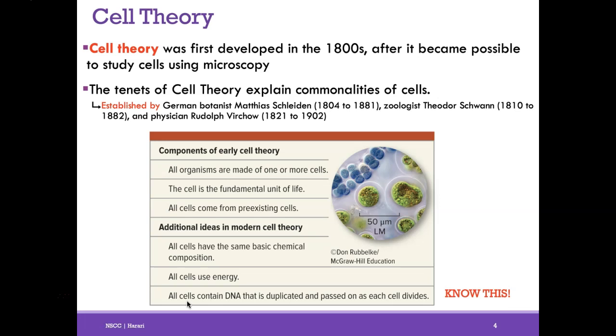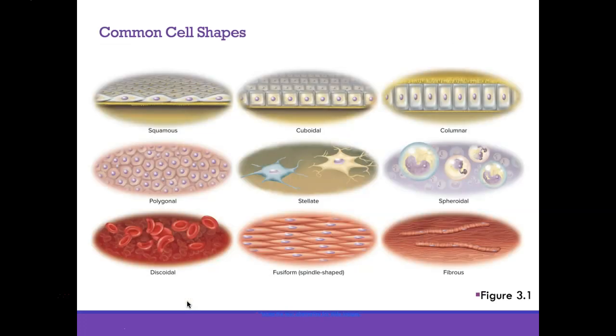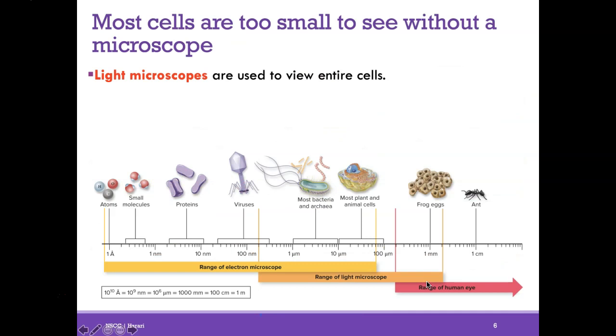That's cell theory. We now know a little bit more about cell theory. We know that all cells have the same basic chemical composition, they have the same biomolecules. We know all cells use energy, and we know that all cells contain DNA that is duplicated and passed on as cells divide. So that is cell theory. Despite cells having a lot in common, they come in lots of different shapes. So we'll encounter different shaped cells as we talk about different tissues in this course. So we'll see some discoidal shaped, some stellate shaped, some spherical, some fibrous, cuboidal, columnar, squamous, fusiform.